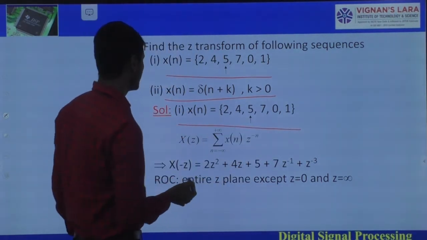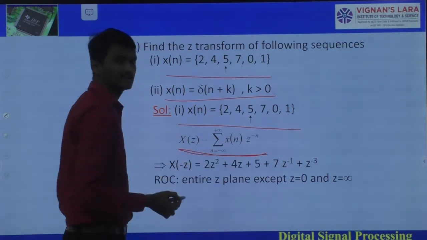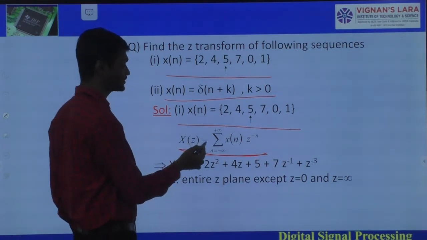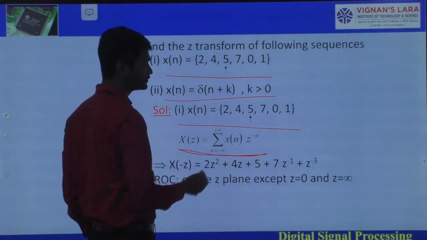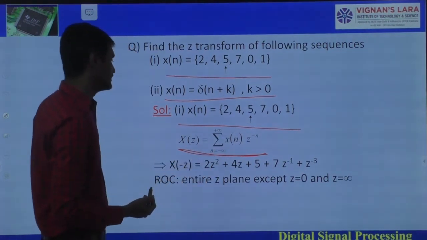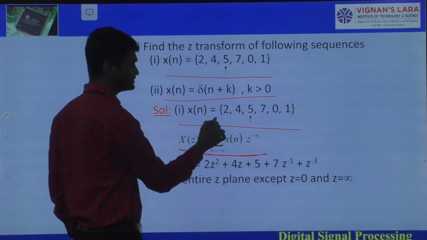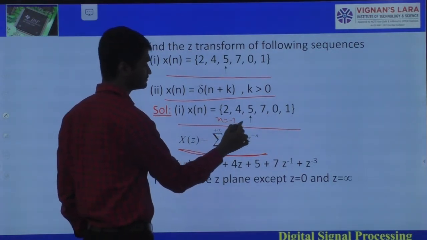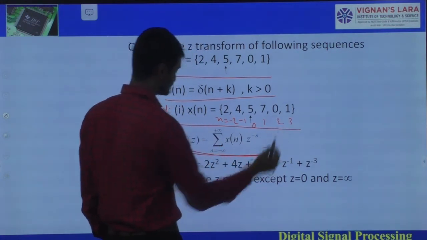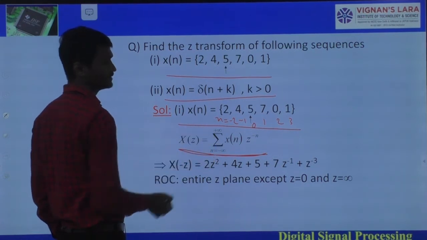So coming to the first one, x of n is equal to 2, 4, 5, 7, 0, 1. Now we know the formula for the Z transform of the given sequence x of n, it is x of z is equal to sigma n equals minus infinity to plus infinity x of n z power minus n, right? Now we have to apply the values of n. So n is equal to minus 2, minus 1, 0, 1, 2, 3. So the range of n is minus 2 to 3 only.